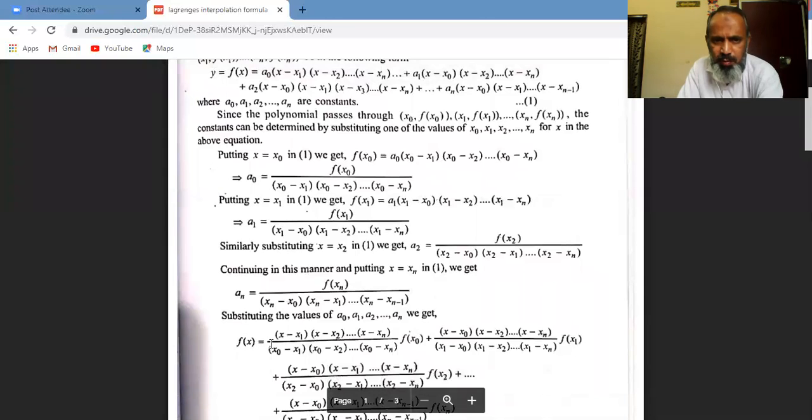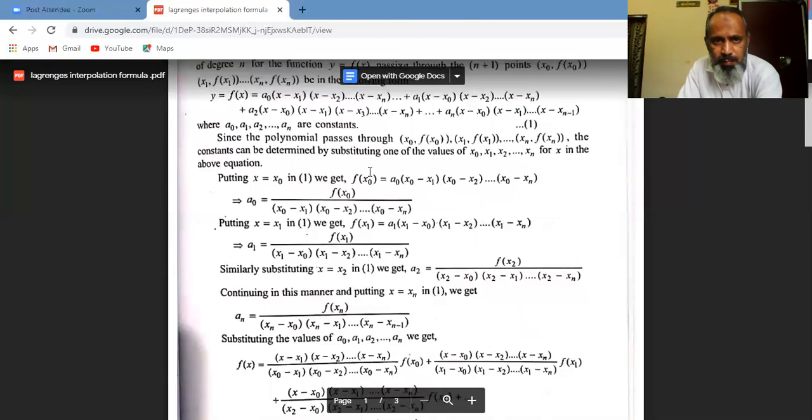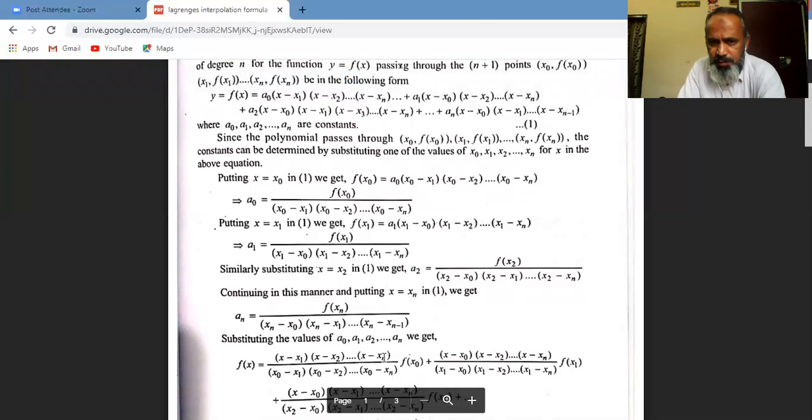So what is the value of a0? a0 is nothing but f of x naught divided by (x naught minus x1)(x naught minus x2) and so on. And what is the factor here? For a0, the factors are (x minus x1)(x minus x2) up to (x minus xn). So (x minus x1), (x minus x2), these are as they are. We are substituting the value of a naught. a naught is f of x naught divided by (x naught minus x1)(x naught minus x2) up to (x naught minus xn).